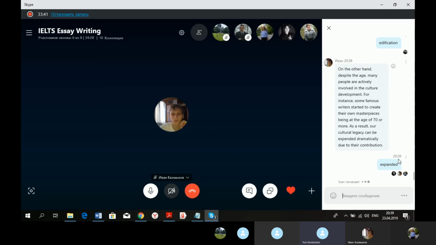Just make sure that you meet the requirement of 250 words, because the second paragraph looks a little bit small. Maybe you can include some idea here before an example. Despite the age, many people are actively involved in culture development. You give an example, and here maybe you can give some explanation as the second sentence, because 3 sentences is not always enough. It might be enough for task achievement, but not enough for the number of words. But if in the end you have 250 words, then no problem, absolutely.